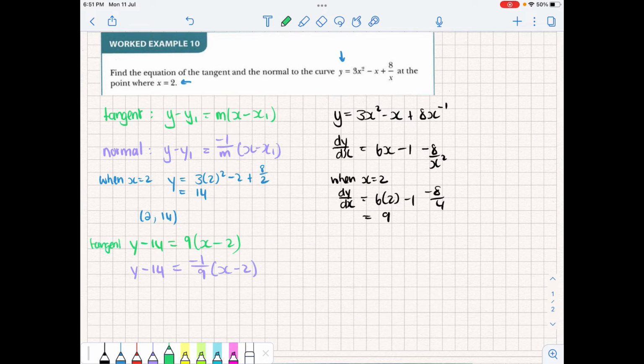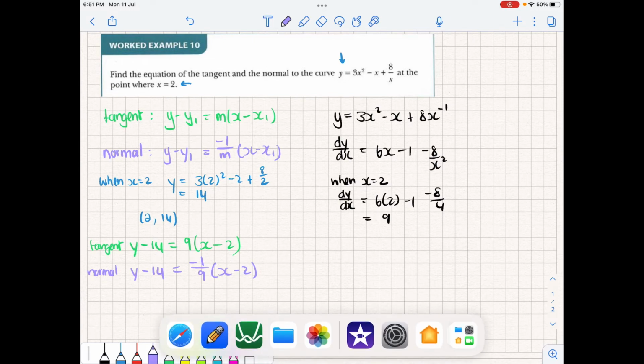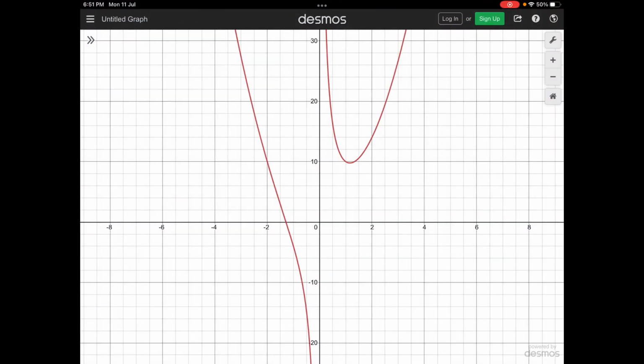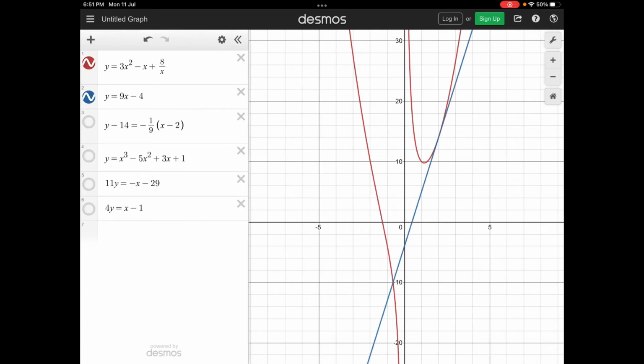So here's the tangent, and here's the normal. Again, if we're not asked to use this equation or simplify it, we can leave the equations as is. So just to get a sense of what we've just done, we can quickly hop into Desmos. This is the equation for the curve that we've just been looking at. So this is the graph of 3x squared minus x plus 8 over x. And here's our equation for the tangent at x equal to 2, and here is the equation for the normal at x equal to 2.